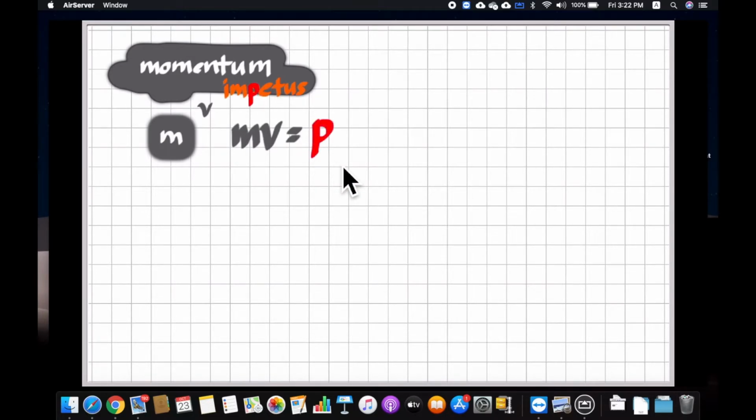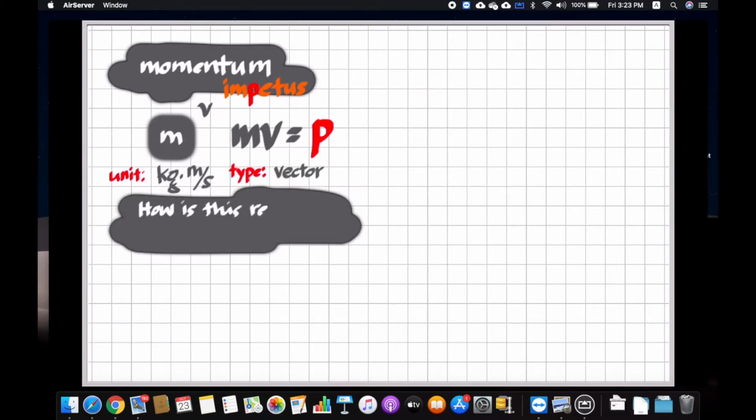All right, P. Now, for its units, momentum has kilogram for mass and meter per second for velocity. As for the type of quantity, we know that velocity is a vector, and because this vector is multiplied by mass, which is a scalar, momentum must be a vector as well. Whatever the direction of the velocity, it is also the direction of the momentum. Now, let's go back to the question again. How is this related to the definition of a force?